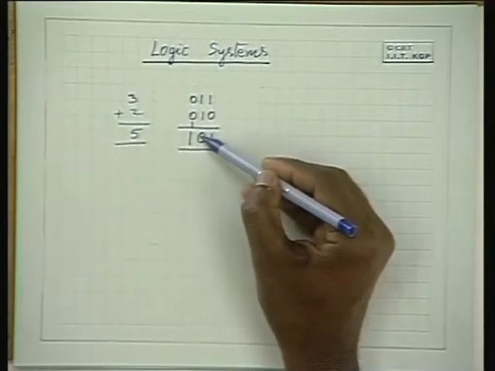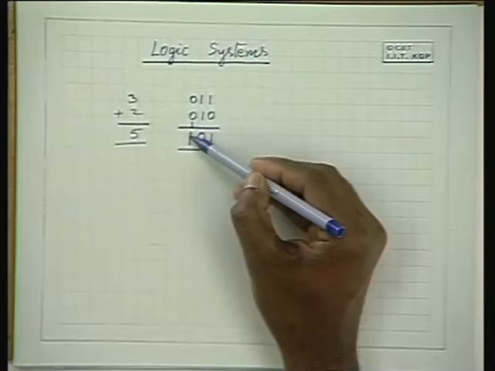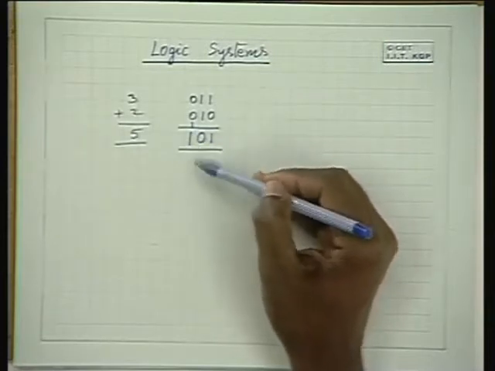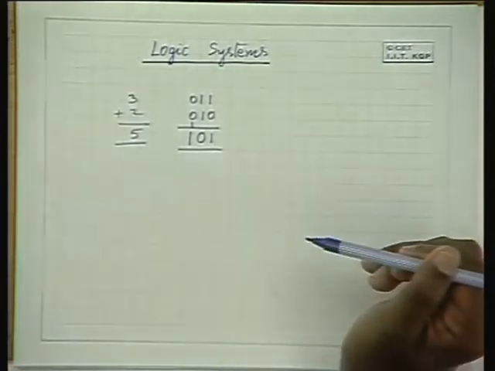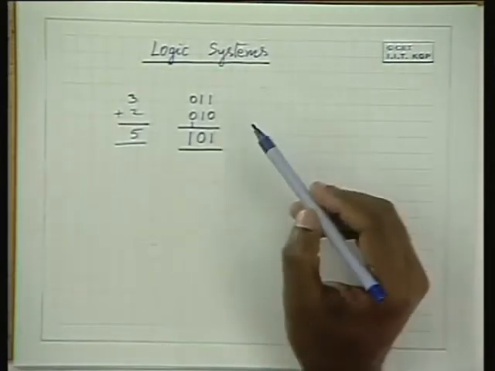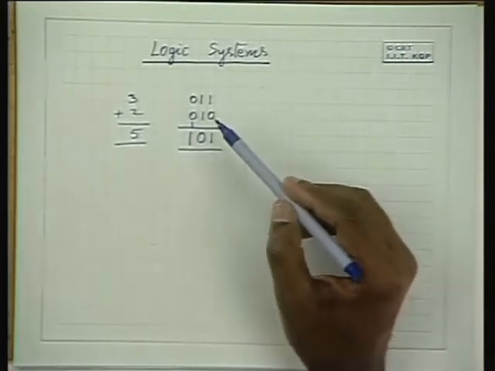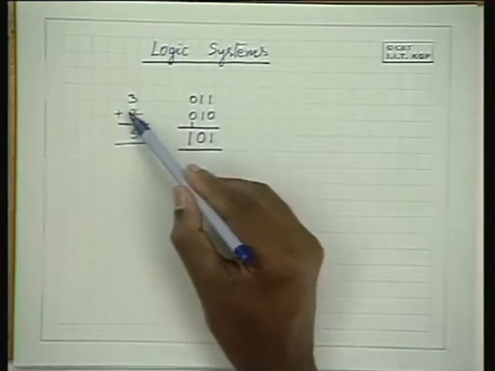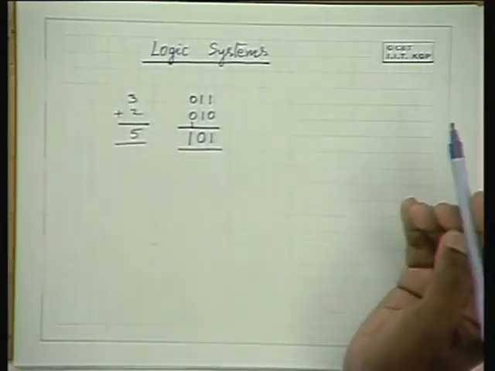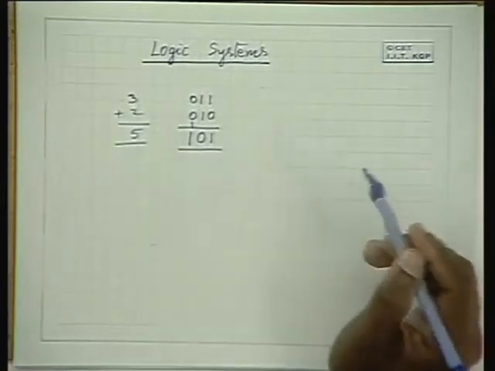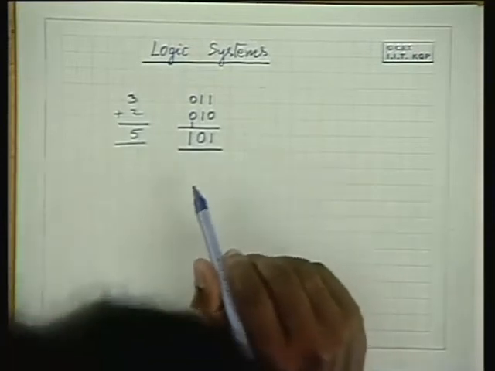Okay. The result is 0 and carry is 1. When I add these 3, I will get a 1 and carry of 0. So, 101 is the result and its decimal equivalent is 5. So, this is how binary numbers can be added, and equivalently this decimal number addition is equivalent to this. Now, the same thing can be done in electronic circuits.